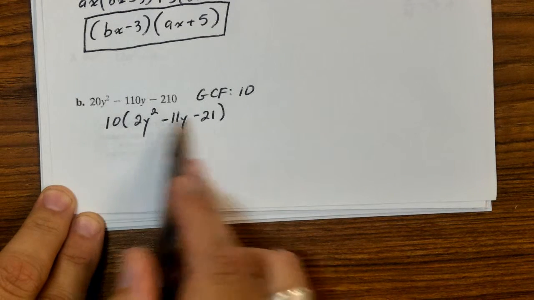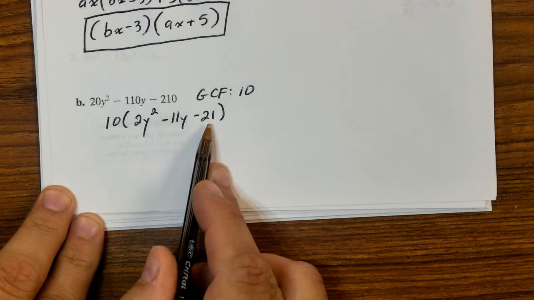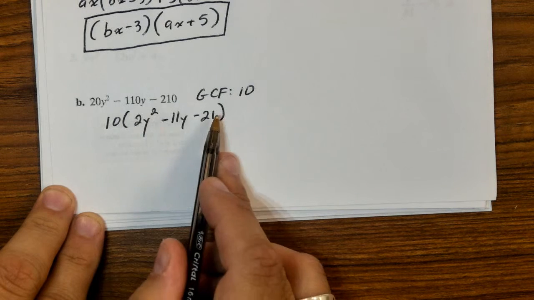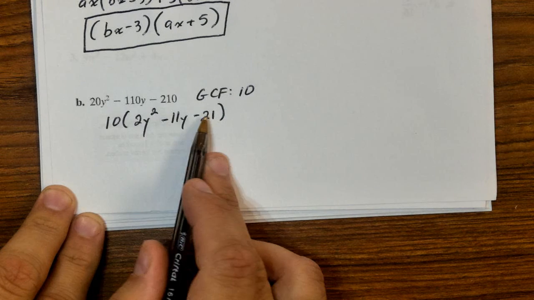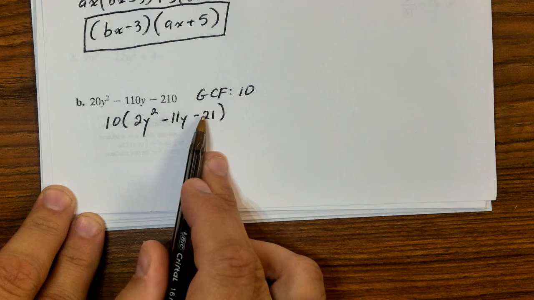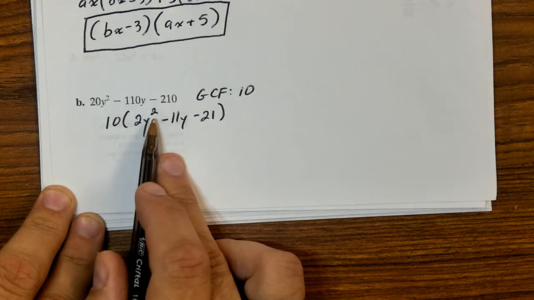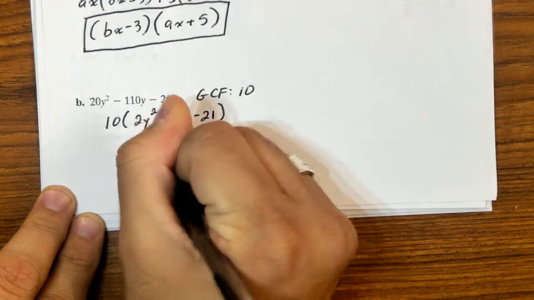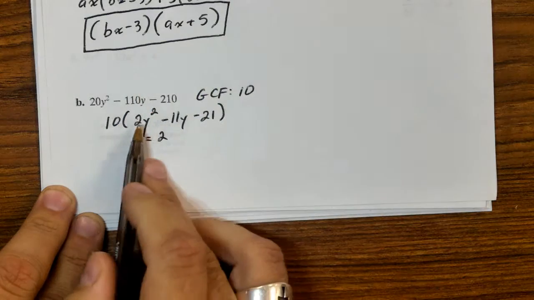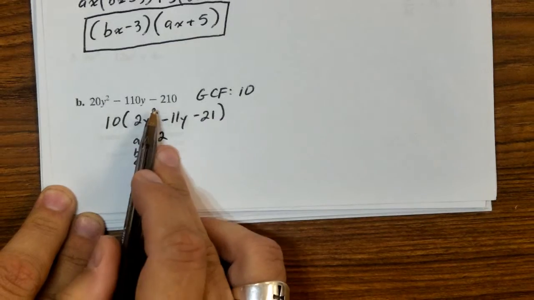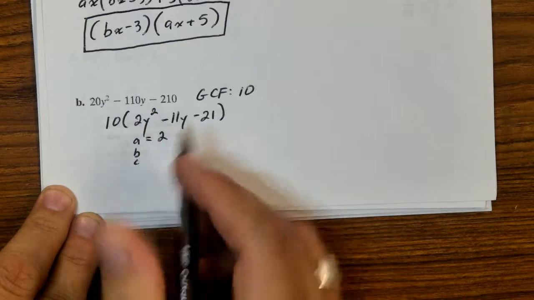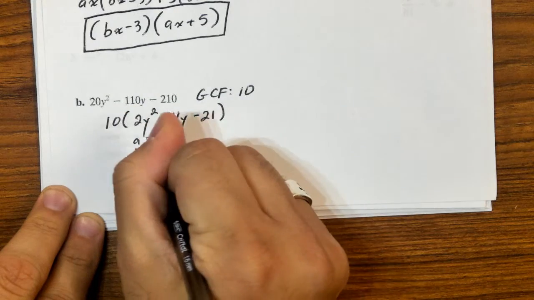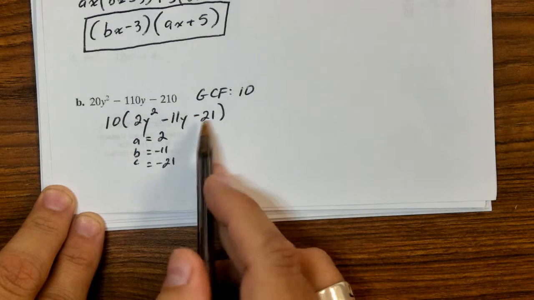So this trinomial, we need to see if it factors further. This first term and the last term are not perfect squares, so this will not factor as a perfect square trinomial. So we have to go to the AC method. We have to identify our A, B, and C values. A is 2, the coefficient in front of y squared. Our B value is negative 11, the coefficient in front of the y. And our C value is negative 21, the constant by itself.